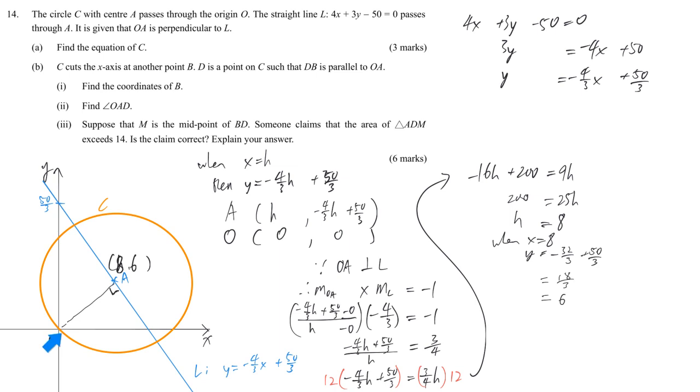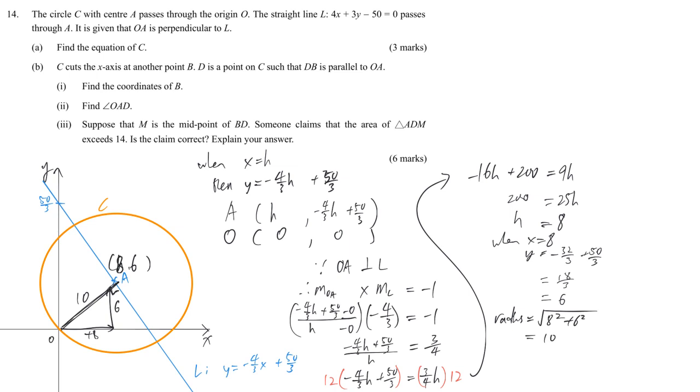Which means that from the origin, we go right by 8, and then we go up by 6, we will reach point A. So it's a very common combination that the radius here is 10. So we write down the radius is equal to the square root of 8 squared plus 6 squared, which is 10. Then finally, we can write down the equation of C.